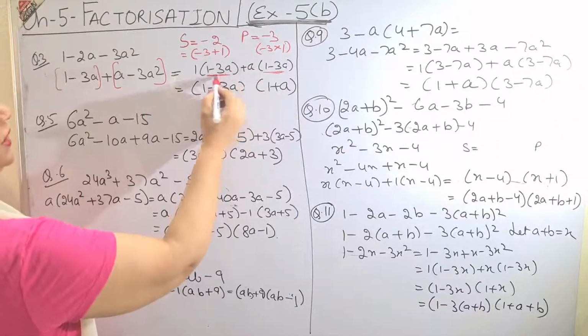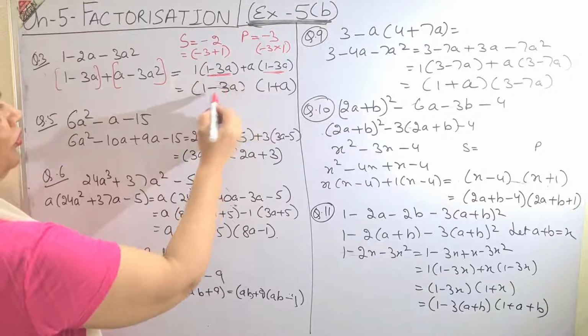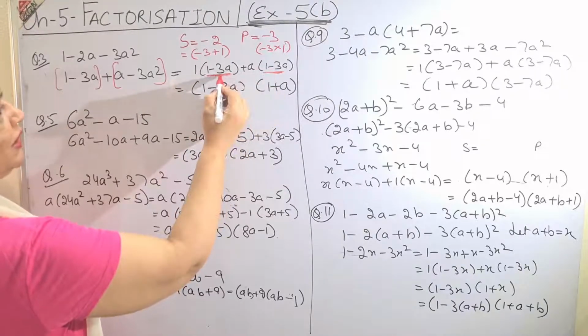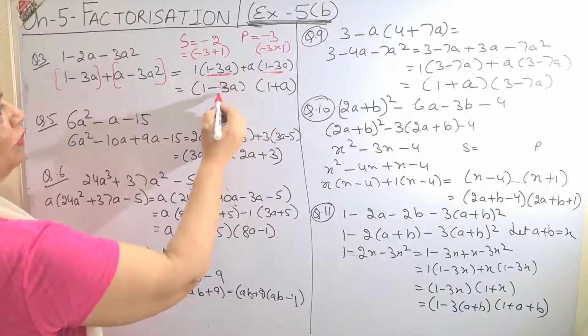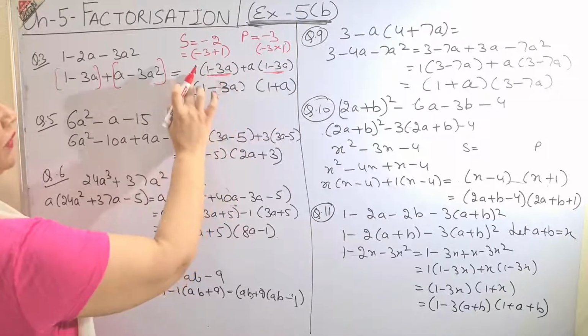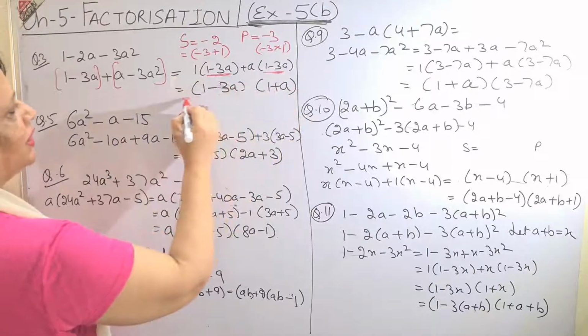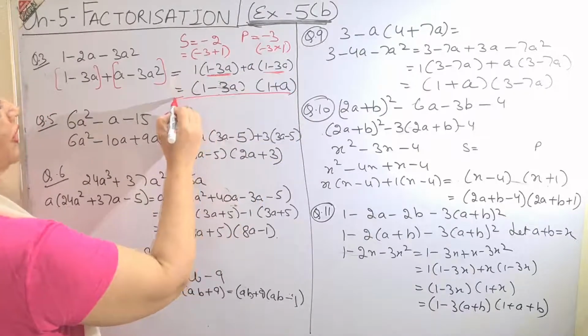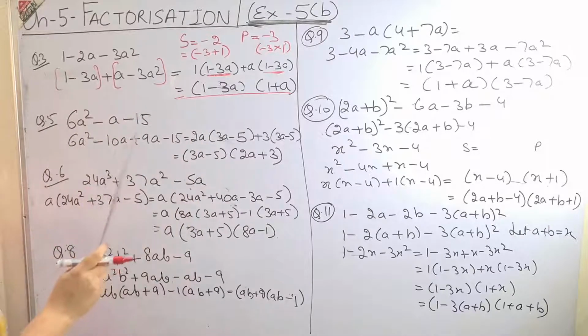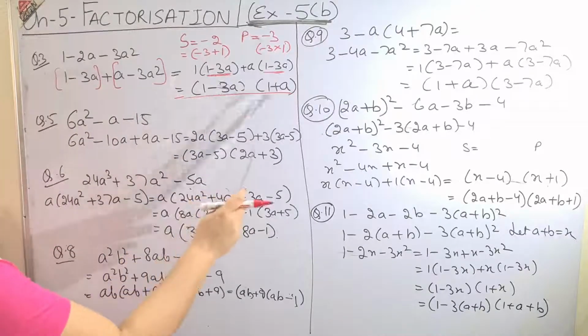So after doing this, I'll take 1 minus 3a common. See, out of two factors, since they are same, I took it common. When I took it from the first term, I am left with 1. When I took it from the second term, I am left with a. So this is how I factorized the given expression into two factors.